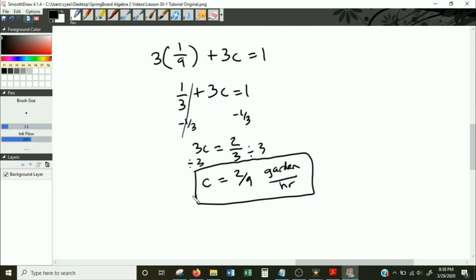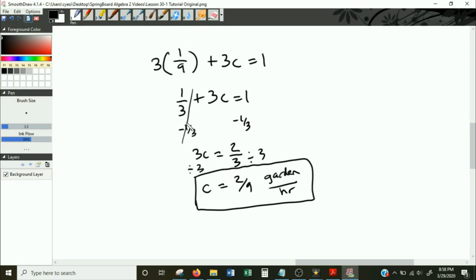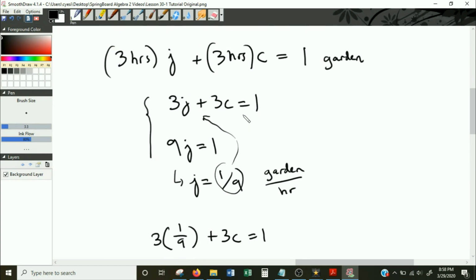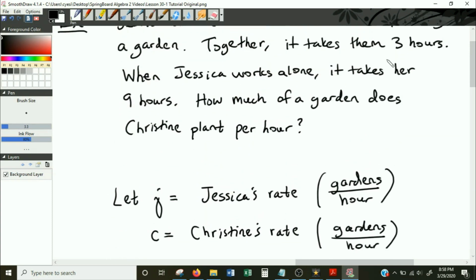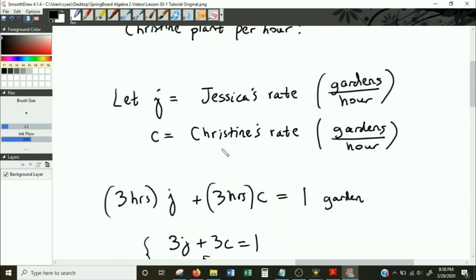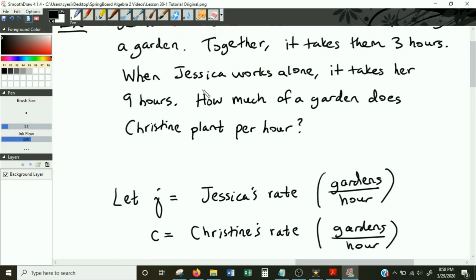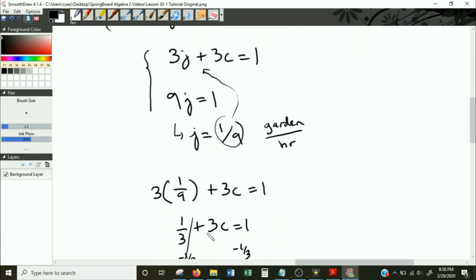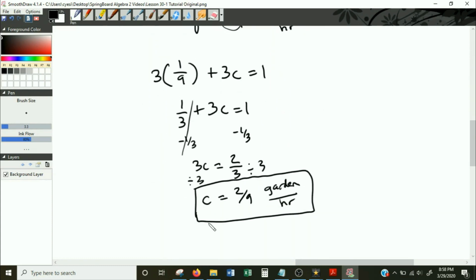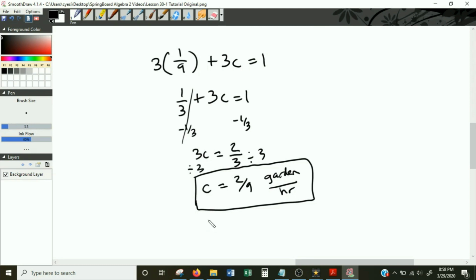Now I know that I haven't answered all the different parts that the Spring Board activity has, but if you understand how this equation was set up and how it works, and how we use the information of 3 hours for both of them here, and 9 hours for one of them here, if you understood that, then the rest of the problems will probably become easier for you. So that's all for this video, and good luck on the activity.